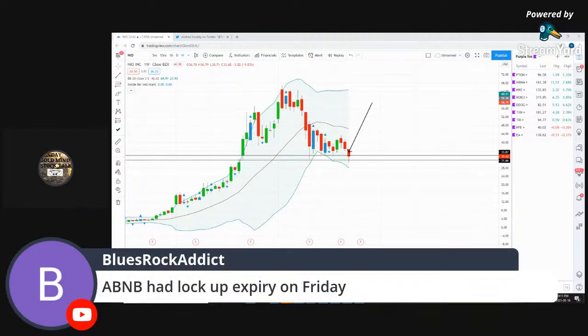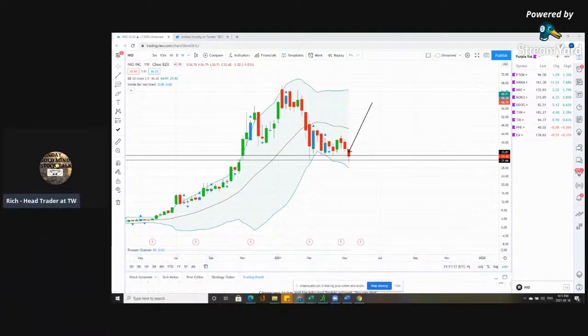Blues Rock Addict says Airbnb had lockup expiry on Friday. Okay, gotcha. Airbnb is an interesting one. Very, very interesting. A lot of these names, like you see, they have an initial run that's very bullish, right? And then they give their gains back.